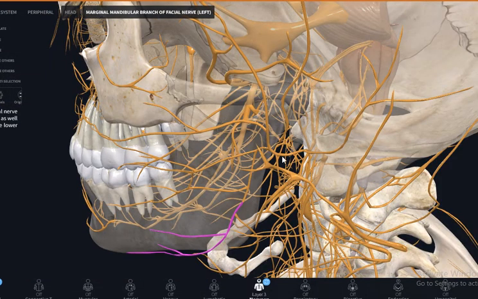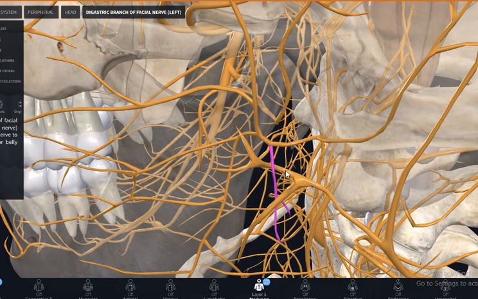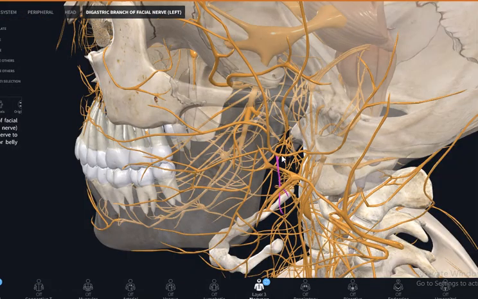And lastly, we are going to have another branch which is going to come down from here. It's going to be the digastric branch of the facial nerve, which goes to supply the digastric muscle, the posterior belly of the digastric muscle. You need to know that the anterior belly of the digastric muscle is supplied by the trigeminal nerve, and the posterior belly is supplied by the facial nerve.